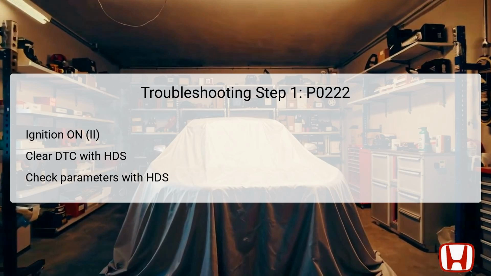Following this, you should check specific parameters related to the TP sensor B using the HDS. Particularly, look for the voltage output. If it's lower than the acceptable threshold of 0.3 volts, it confirms that the issue is present. If the failure is duplicated in this step, you can move forward to step 2. However, if the conditions match the threshold, the issue could be intermittent, warranting checks for loose connections and wiring issues.